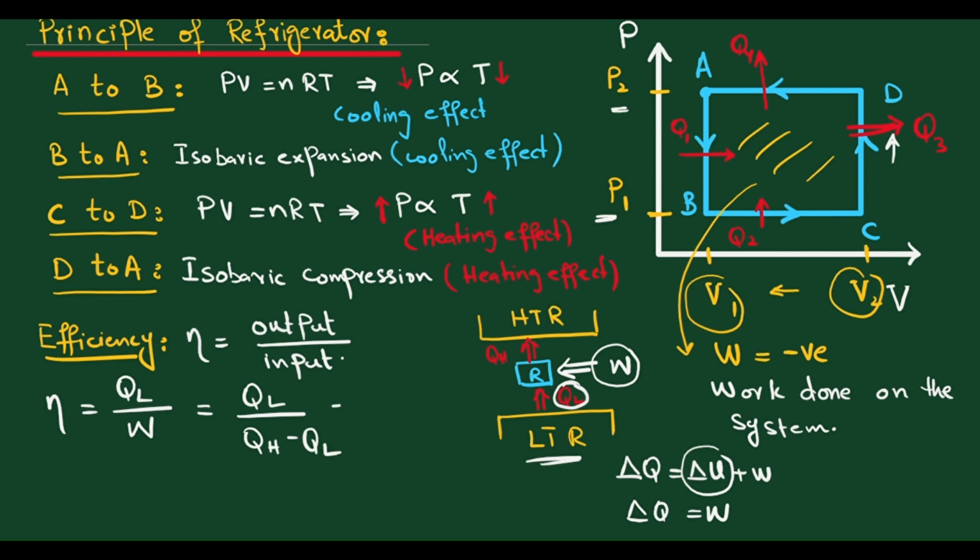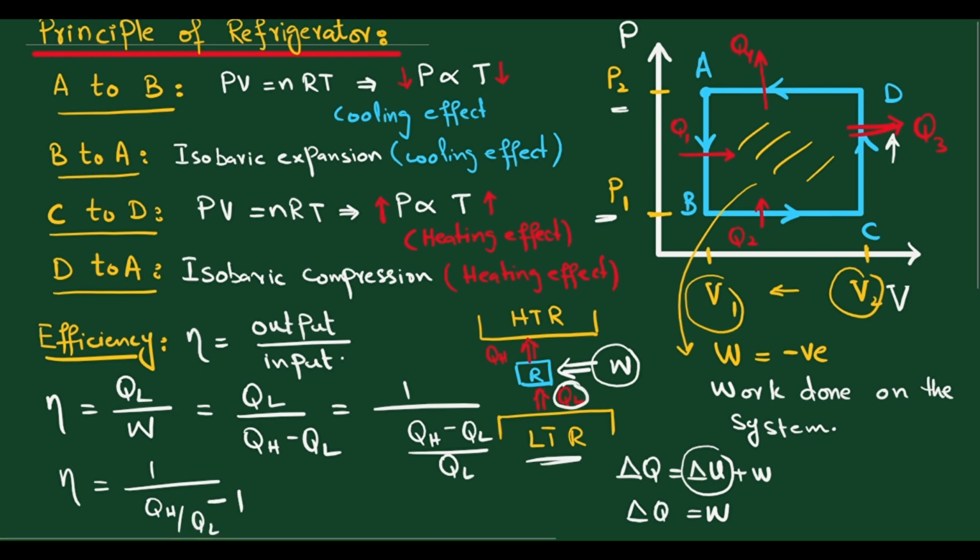It can be written as QL divided by QH minus QL. If we divide numerator and denominator by QL, the efficiency will be equal to 1 divided by QH by QL minus 1. This is the efficiency of a refrigerator. Thank you for watching.